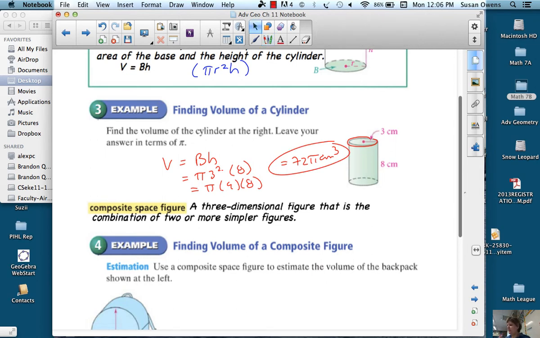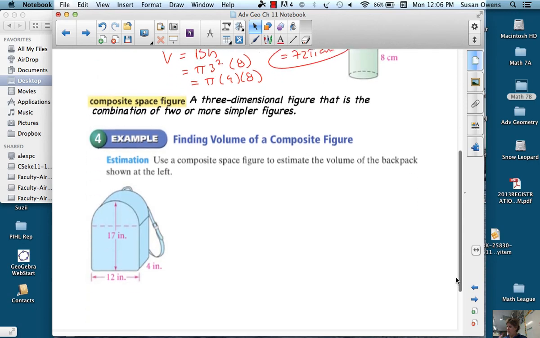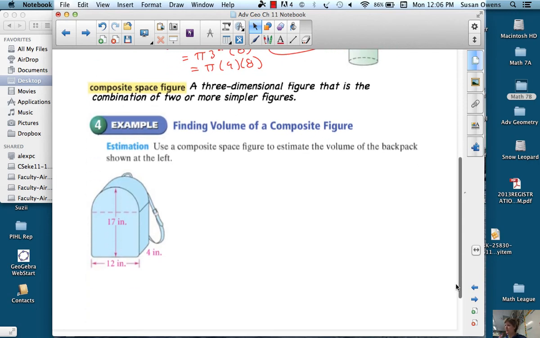Just like we did composite figures, we're going to do composite space figures, so three-dimensional composite figures. A composite space figure is a three-dimensional figure that is a combination of two or more simpler figures. Use composite space figures to estimate the volume of the backpack. And just like I did before, I am going to break this down into smaller volumes. I'm going to write a very, very broad formula, and then I'll slowly work my way down.